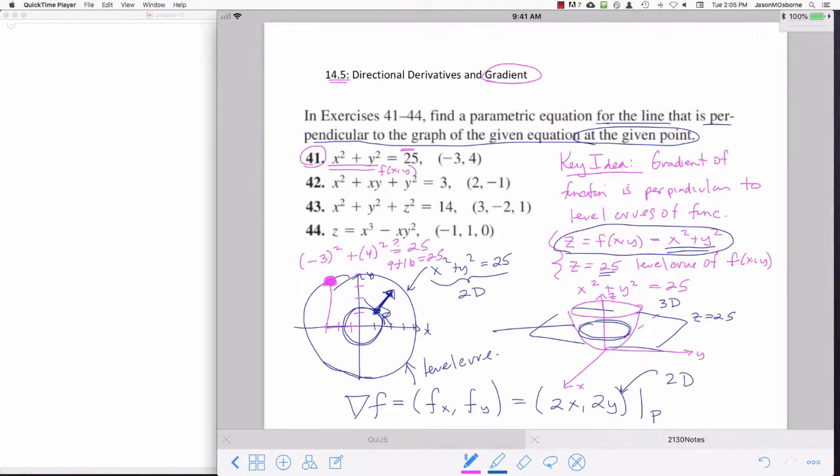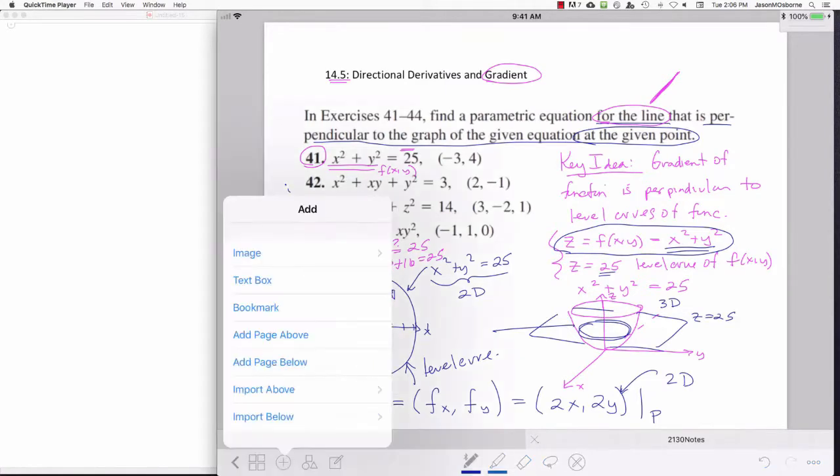So what we're being asked to do, one way to interpret this question, is to find the line. And by that, you can interpret that to be a straight line that is perpendicular to the graph of the given equation at the given point. So one thing they could be asking is for you to find the equation of this line that is perpendicular to the level curve at that point. That is one way to interpret this question. Okay, and so we will go through that process now on the next page.